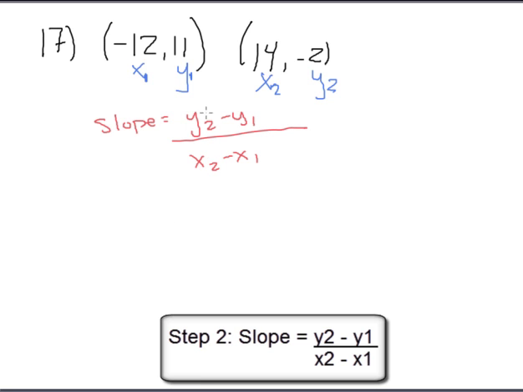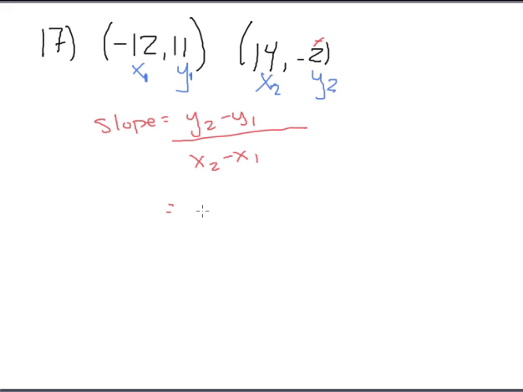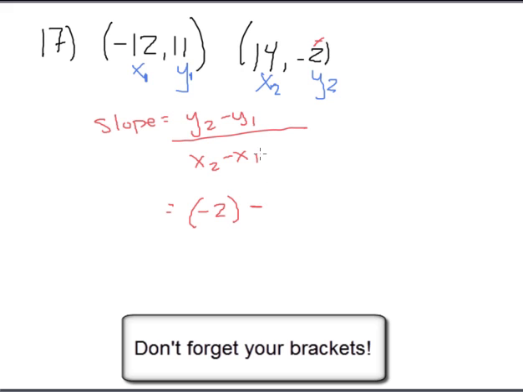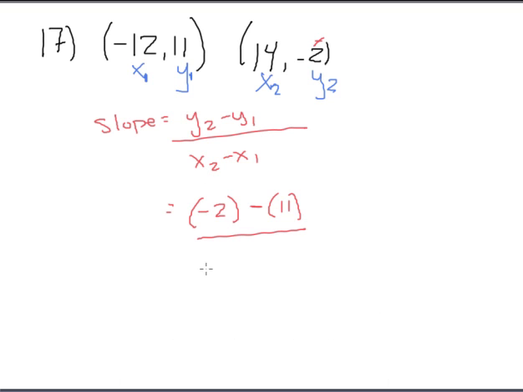Okay, so now that I've labeled my x1s, y1s, x2s, y2s, all it is is plugging in the numbers into the formula. So y2, this here is my y2, so I'm going to put -2. I'm going to put that in brackets. Subtract by, what is y1? y1 is 11, so I'm going to have 11 here. Then x2, that's 14. I'll put that in brackets. Subtract by x1, which is -12. So I'm going to have here -12.